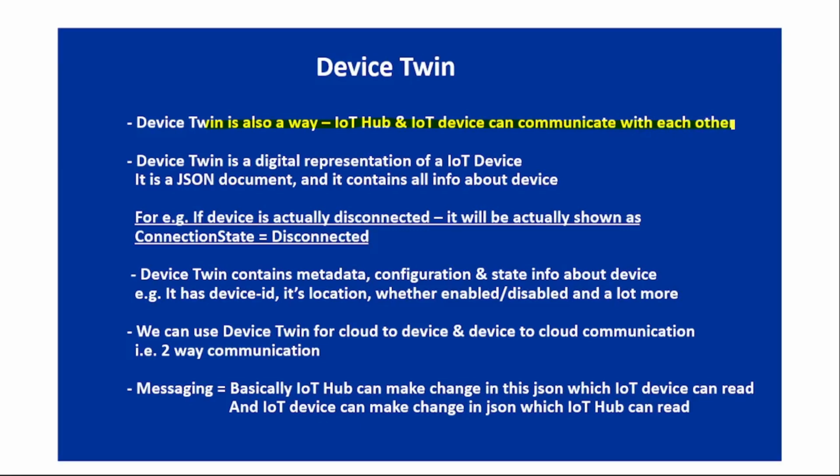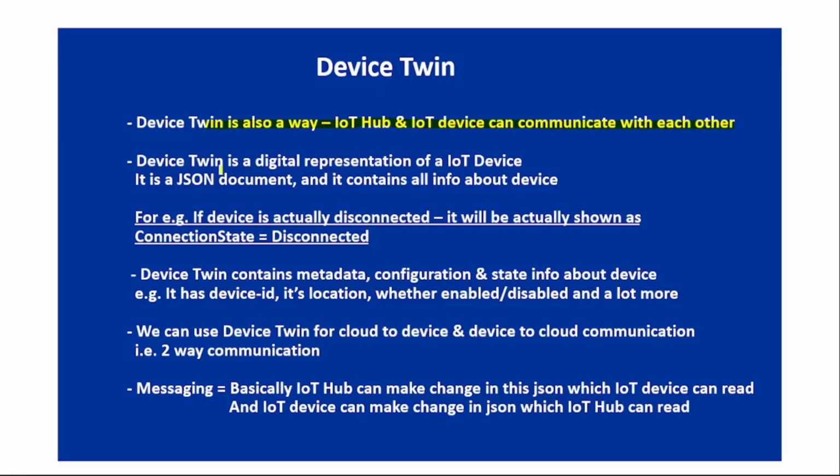Device twin is also a way IoT Hub and IoT devices can communicate with each other. So guys, if you remember, in our earlier videos we discussed C2D, that is cloud to device, and D2C, that is device to cloud communication. IoT devices and IoT Hub use these communication methods to exchange or transfer messages.